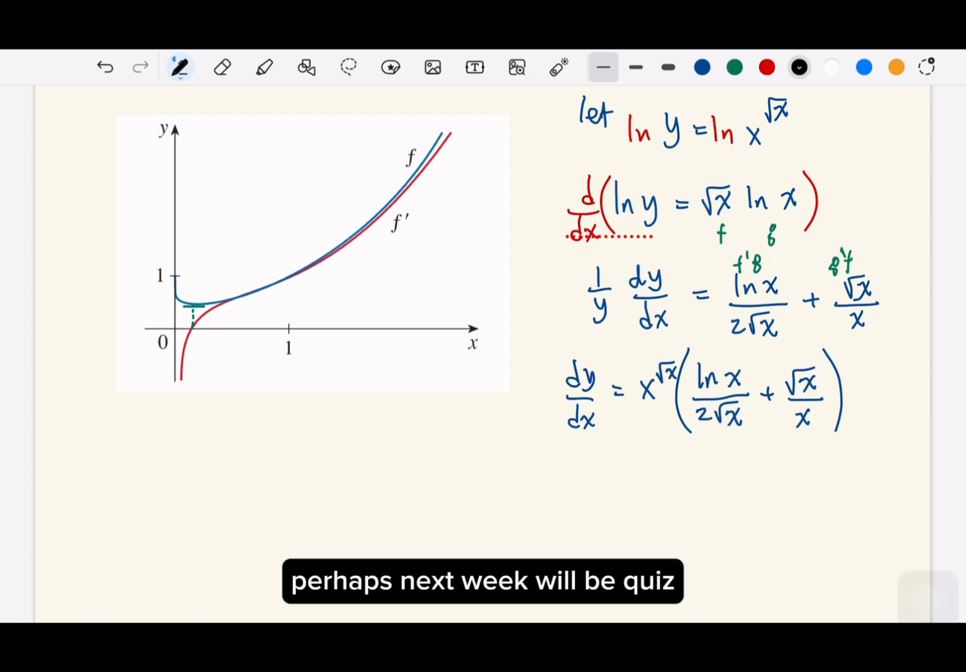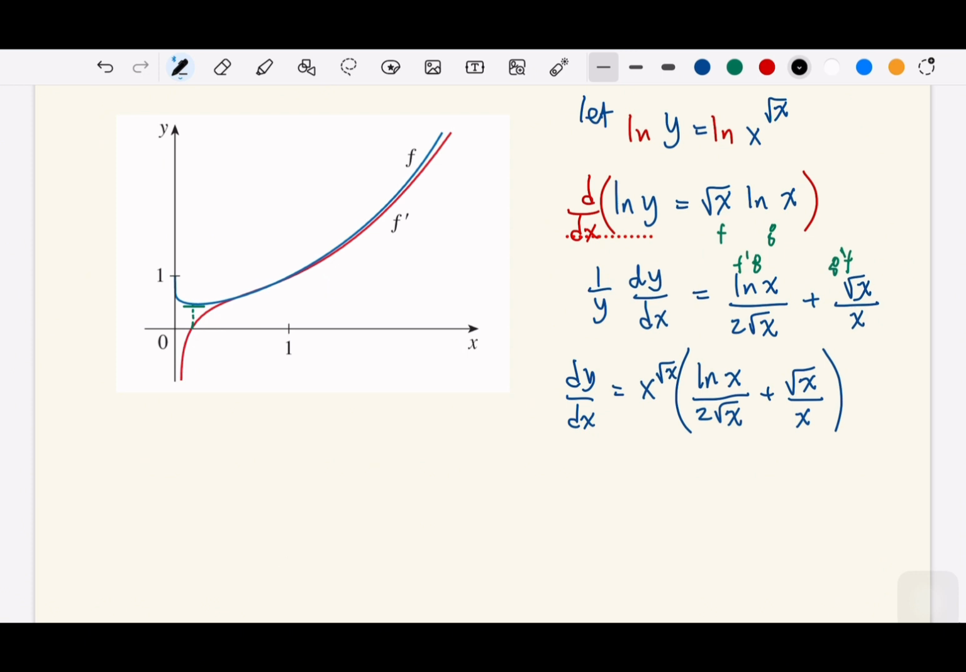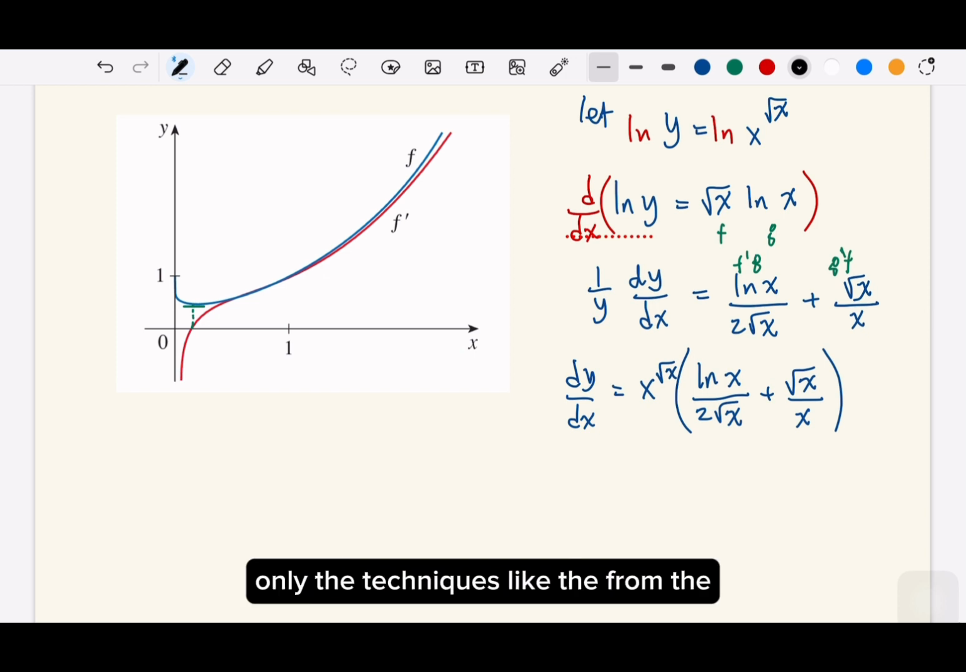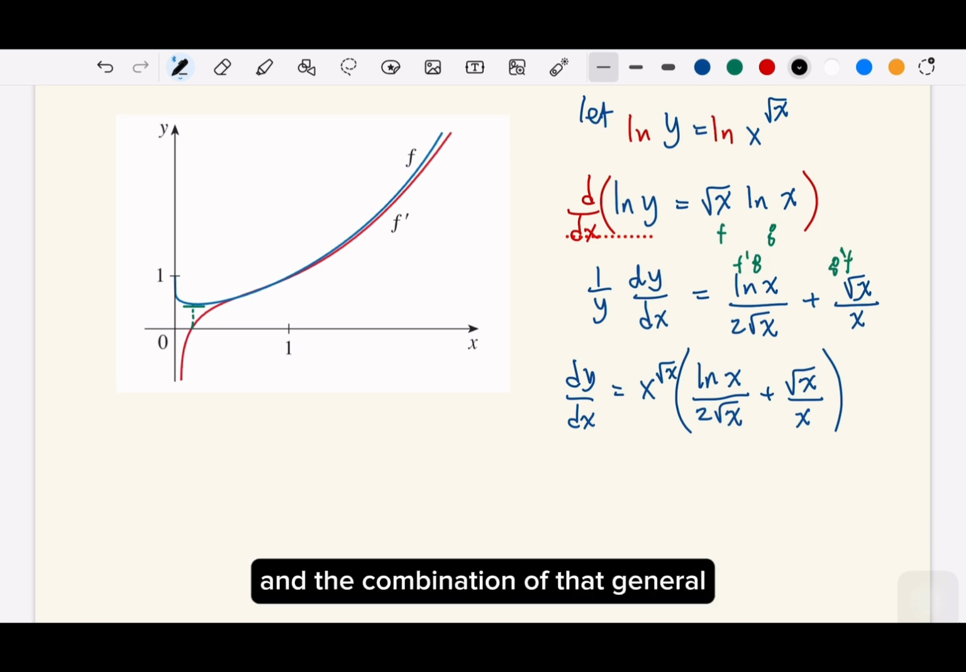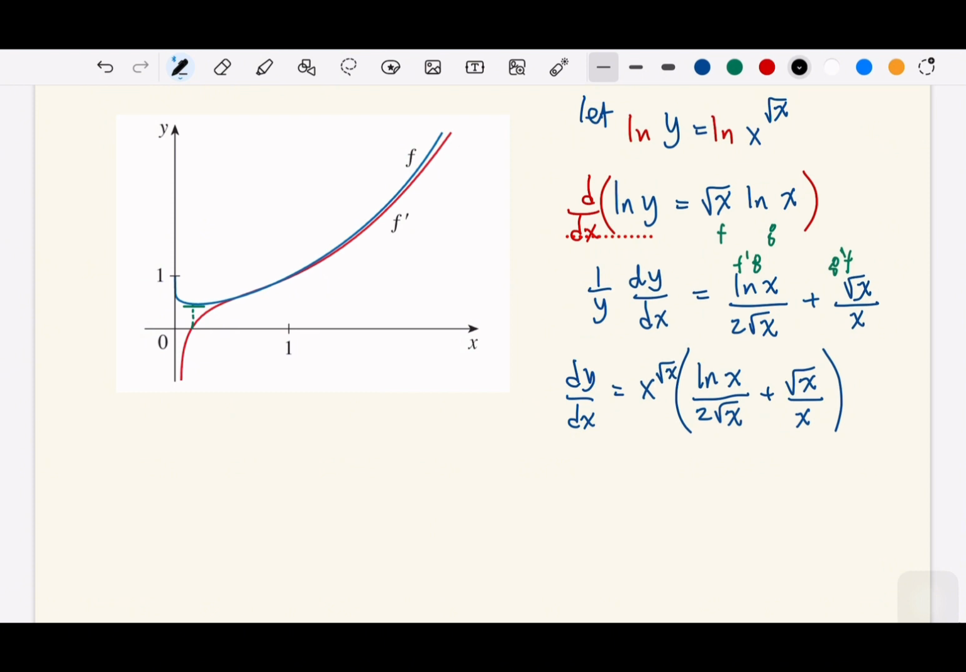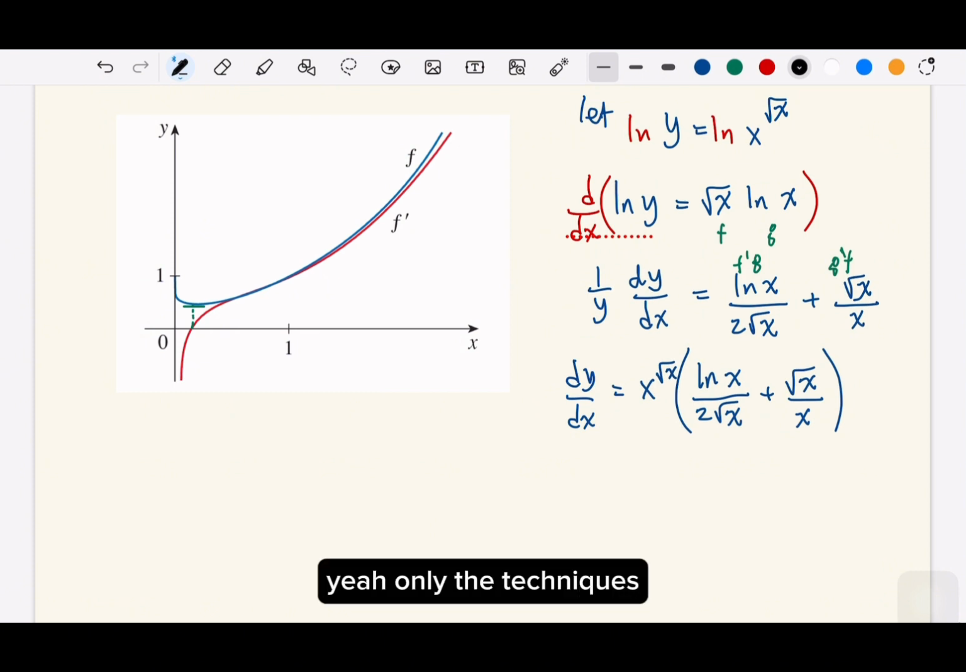Perhaps next week will be quiz. And now you are awake. I'm happy. Quiz will be chapter 3. Only the techniques, okay? Like from the product rule, quotient rule, and the combination of that, the chain rule, until implicit and log. Just to differentiate. Yes, just to differentiate function. Yeah, only the techniques. Only the techniques.